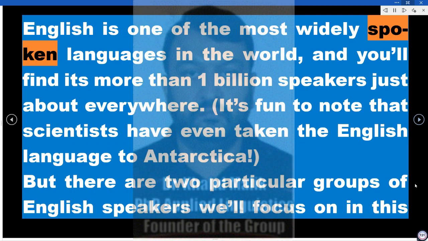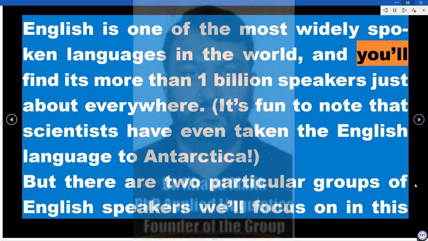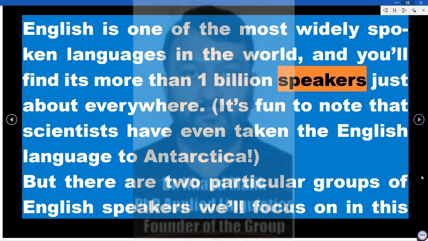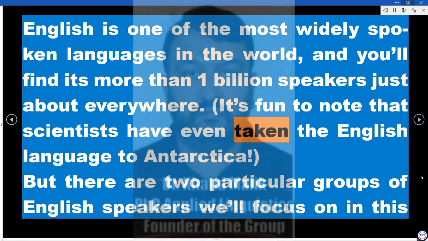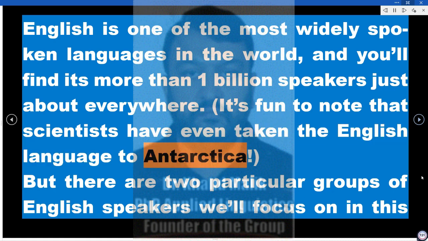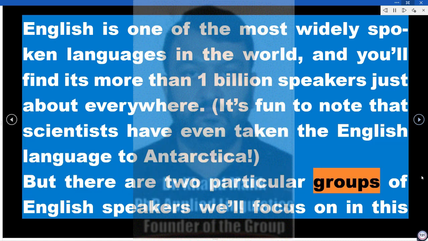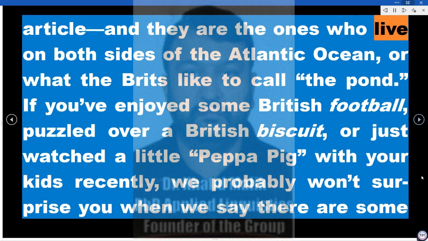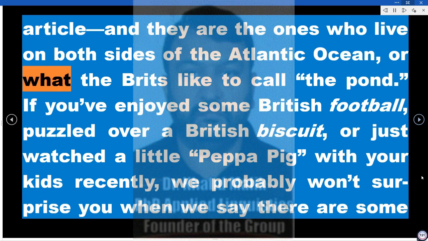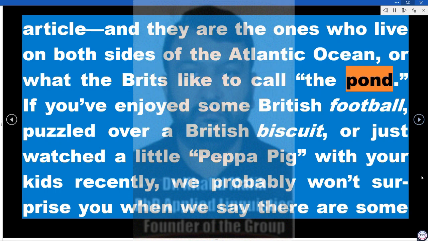English is one of the most widely spoken languages in the world, and you'll find its more than 1 billion speakers just about everywhere. It's fun to note that scientists have even taken the English language to Antarctica. But there are two particular groups of English speakers we'll focus on in this article, and they are the ones who live on both sides of the Atlantic Ocean, or what the Brits like to call "the pond."